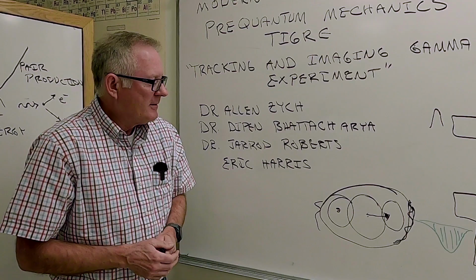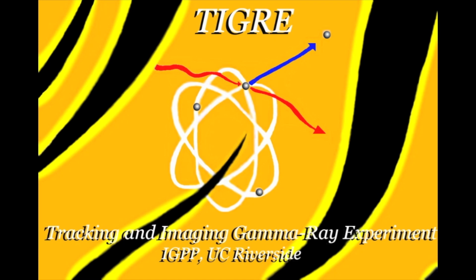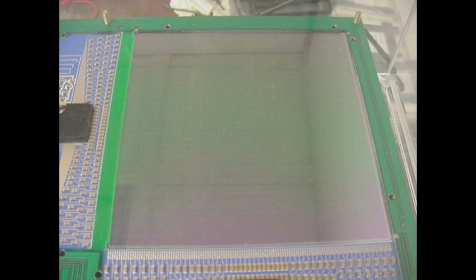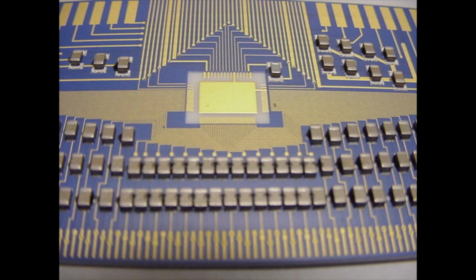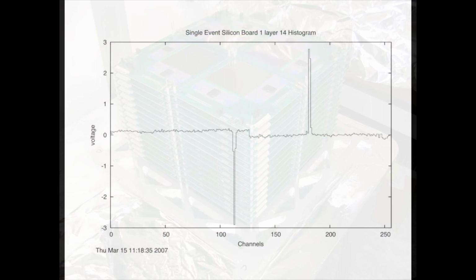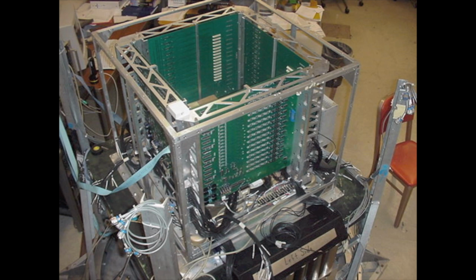Hopefully you'll enjoy the movie. Now you can see our logo for the Tigre instrument. These are my colleagues right here. This is the instrument. You notice everything is put into a can. Here is the silicon, one layer, and a zoomed in picture of the layer. Here's the chips we had to develop to run that one layer. We put four of these layers together to make the stack, and then we stack them all up. So this is just a picture of the stack, and it all goes into that little cavern.